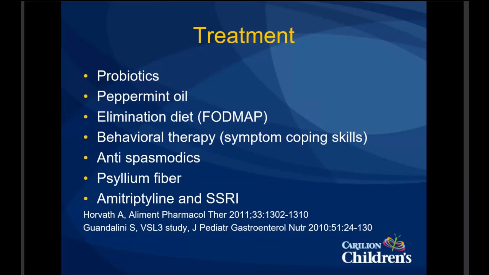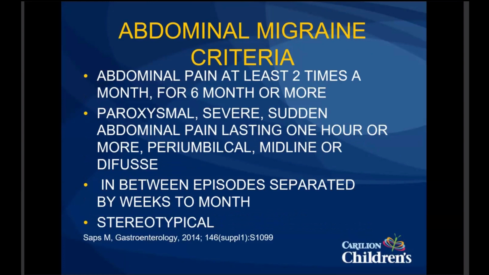Let's talk about abdominal migraine. Abdominal migraine and cyclic vomiting syndromes are the most severe of these particular functional disorders that I'm talking about today. So the patient with abdominal migraine will have severe pain at least 2 times a month, for a 6 month period of time. The pain is paroxysmal, severe, sudden, and may even last for 1 hour or more. It's usually in the midline, but it can also be diffuse, but most of the time it's midline or periumbilical. The episodes are separated, again, like cyclic vomiting. They're pretty much fine in between these episodes.